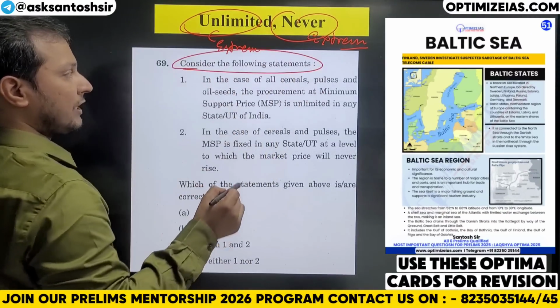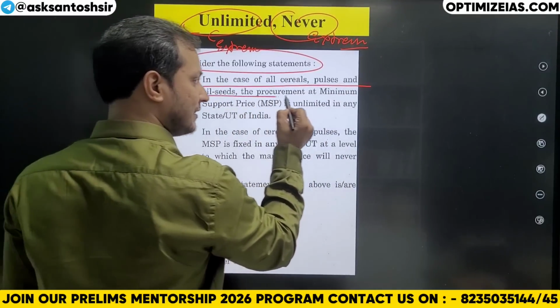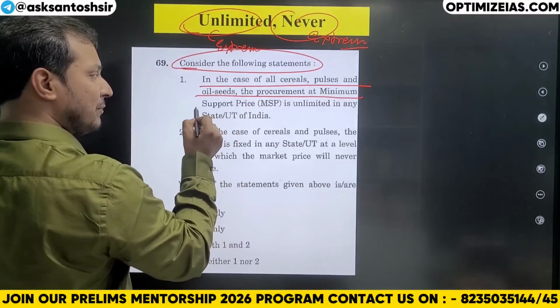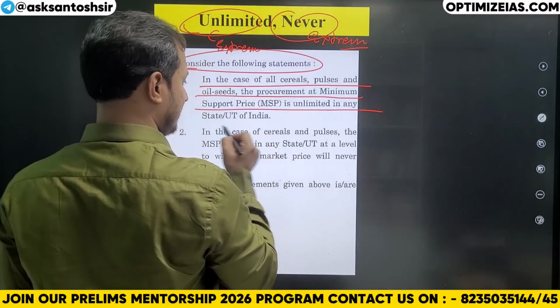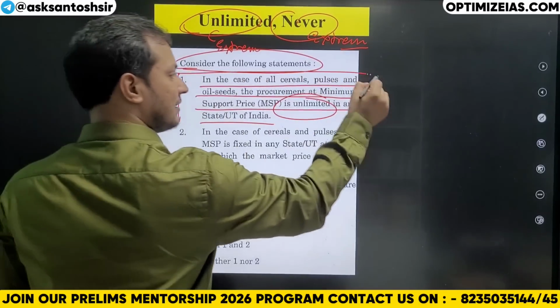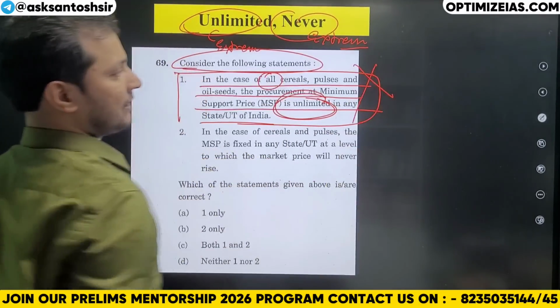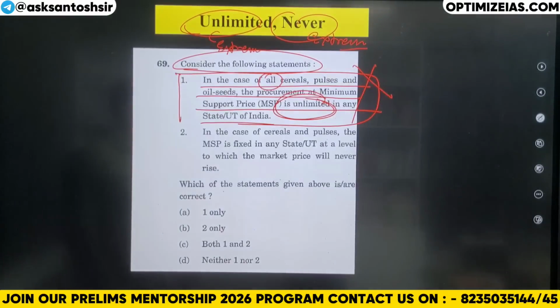Economic question. Consider the following. In the case of all cereals, pulses and oil seeds, the procurement at minimum support prices is unlimited in any state. Unlimited. Okay, so you can see here, all cereals, unlimited, such kind of extreme word, eliminate that.